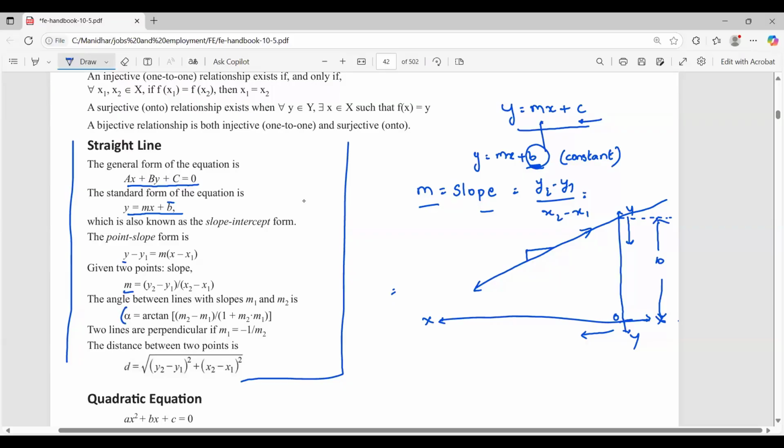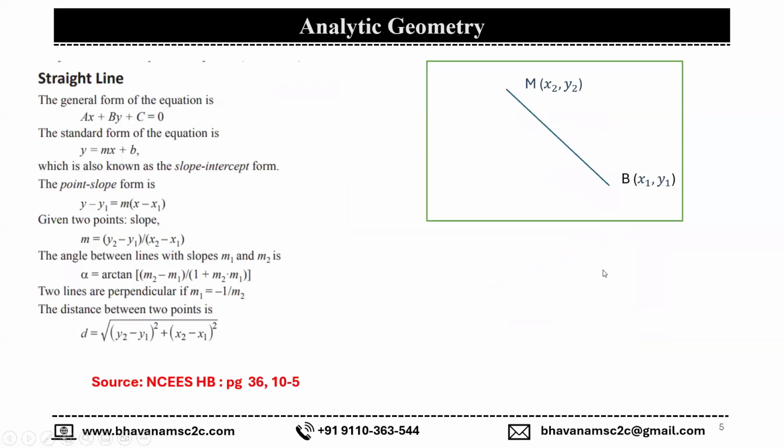And also the angle between two lines. We're going to see each and everything that is mentioned here. The distance between 2 points. This is the formula to calculate the distance between 2 points. So I'm taking you back to the presentation with the same slide. Okay. Now let's take the things one by one.